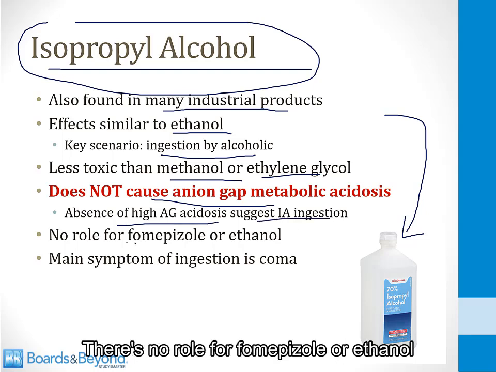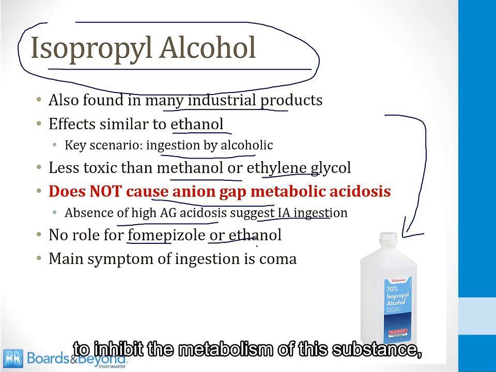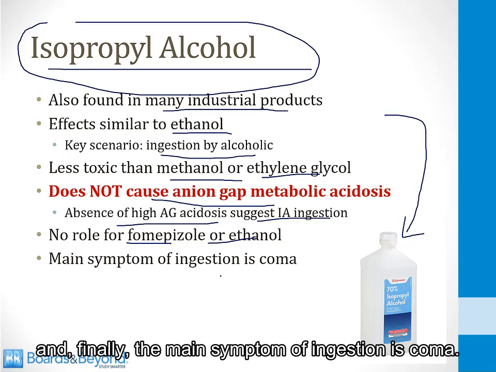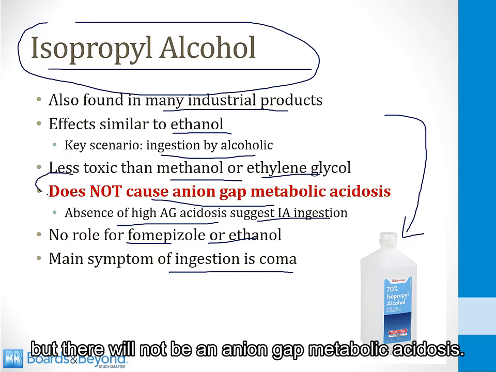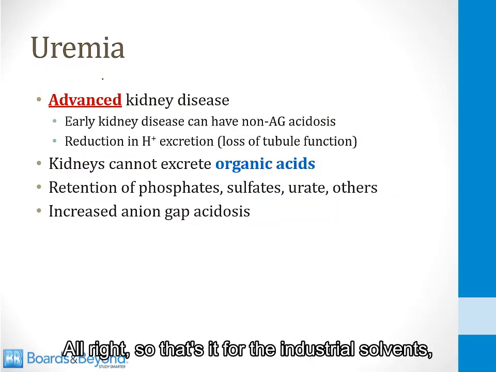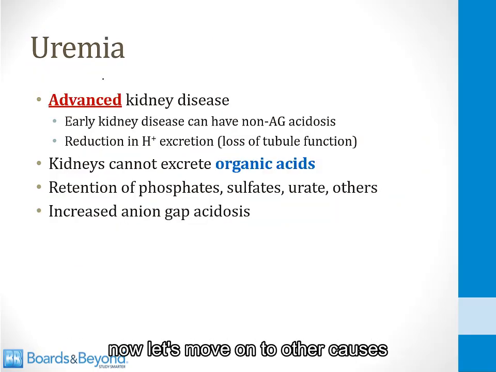There's no role for fomepizole or ethanol to inhibit the metabolism of this substance. And finally, the main symptom of ingestion is coma, so it can look a lot like someone who has ingested some other substance, but there will not be an anion gap metabolic acidosis. All right, so that's it for the industrial solvents. Now let's move on to other causes of a high anion gap metabolic acidosis.